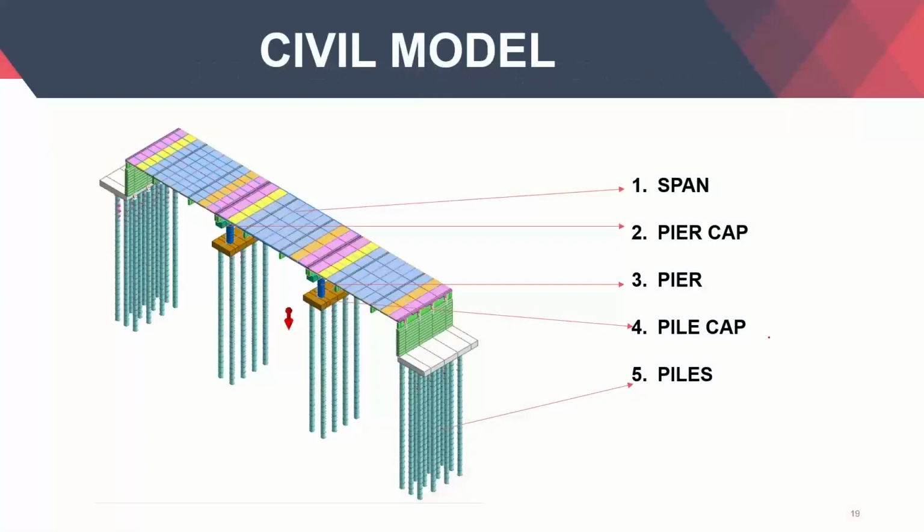So let's say this is an example of a Civil model for a bridge. The main span and the deck are shown on the top. Then this is the pier cap. Okay, these are the piers. Then the pile cap. Then the piles. So in short, the bridge is supported by piles and abutments on each side.